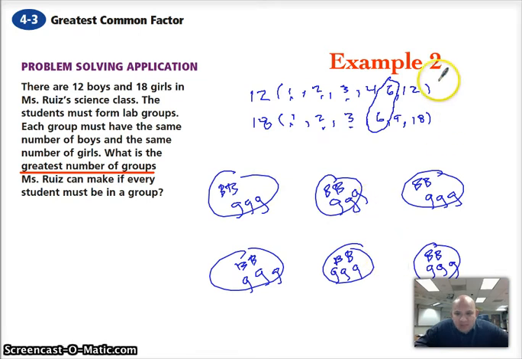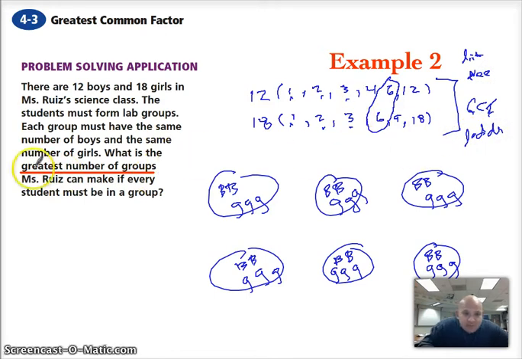And how did we solve that? We solved it finding the greatest common factor. Of course, you can use the list method here. You could use the factor tree method, or you could use the ladder in order to find this. But the greatest common factor gives us the greatest number of groups.